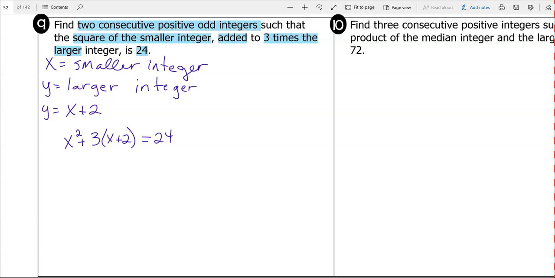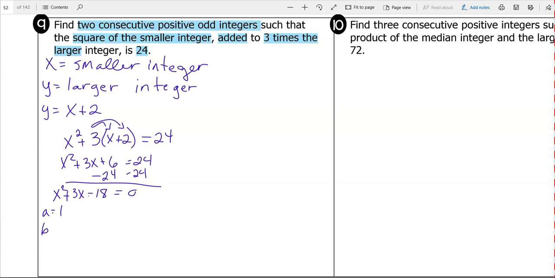All right, so now we're going to simplify this. It's going to be x squared plus 3 times x is 3x, and 3 times 2 is 6 equals 24. And then we want this to be 0, so we're going to subtract 24 from both sides. That's going to give me x squared plus 3x minus 18 equals 0. And then we're going to plug that into our quadratic formula to get x.